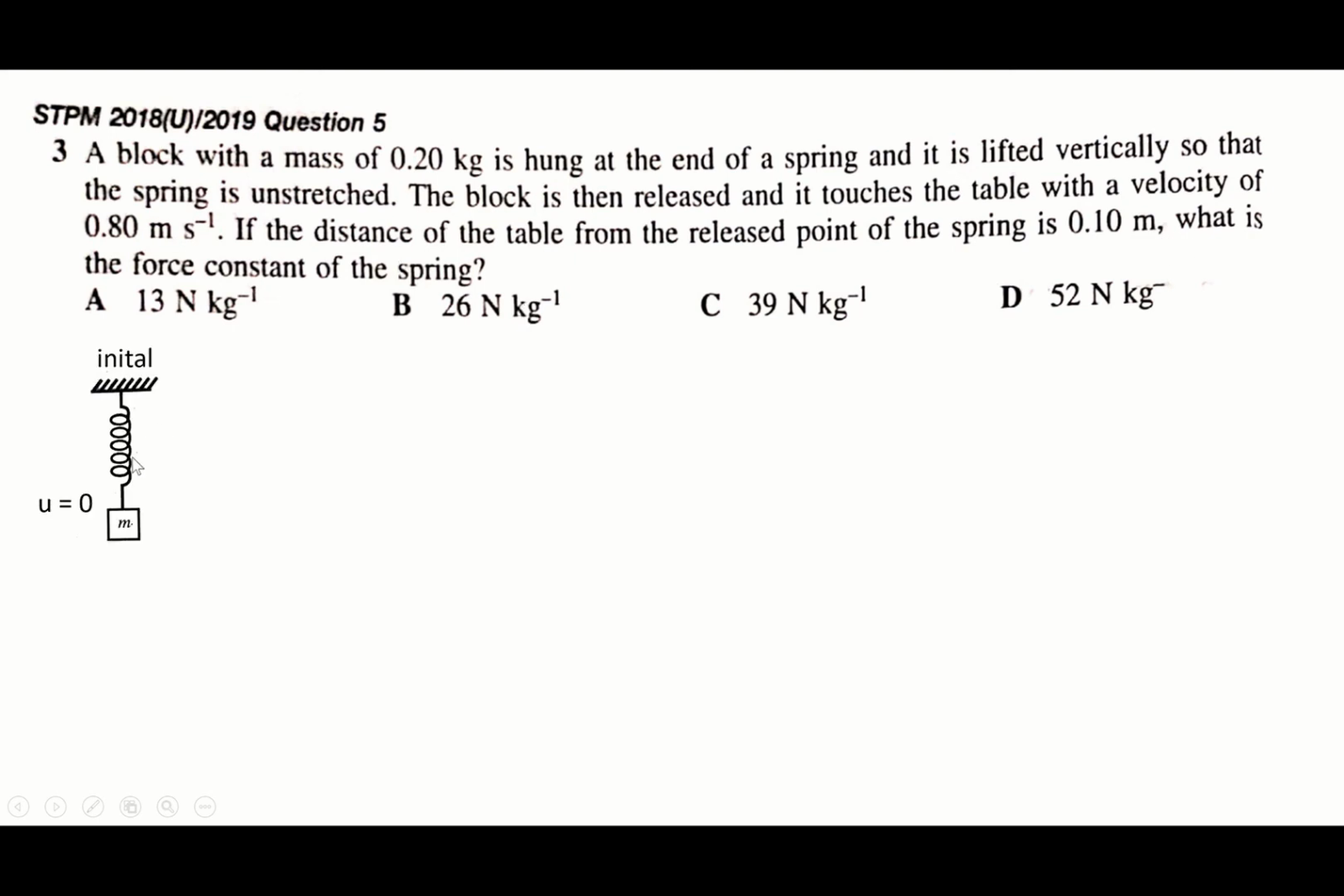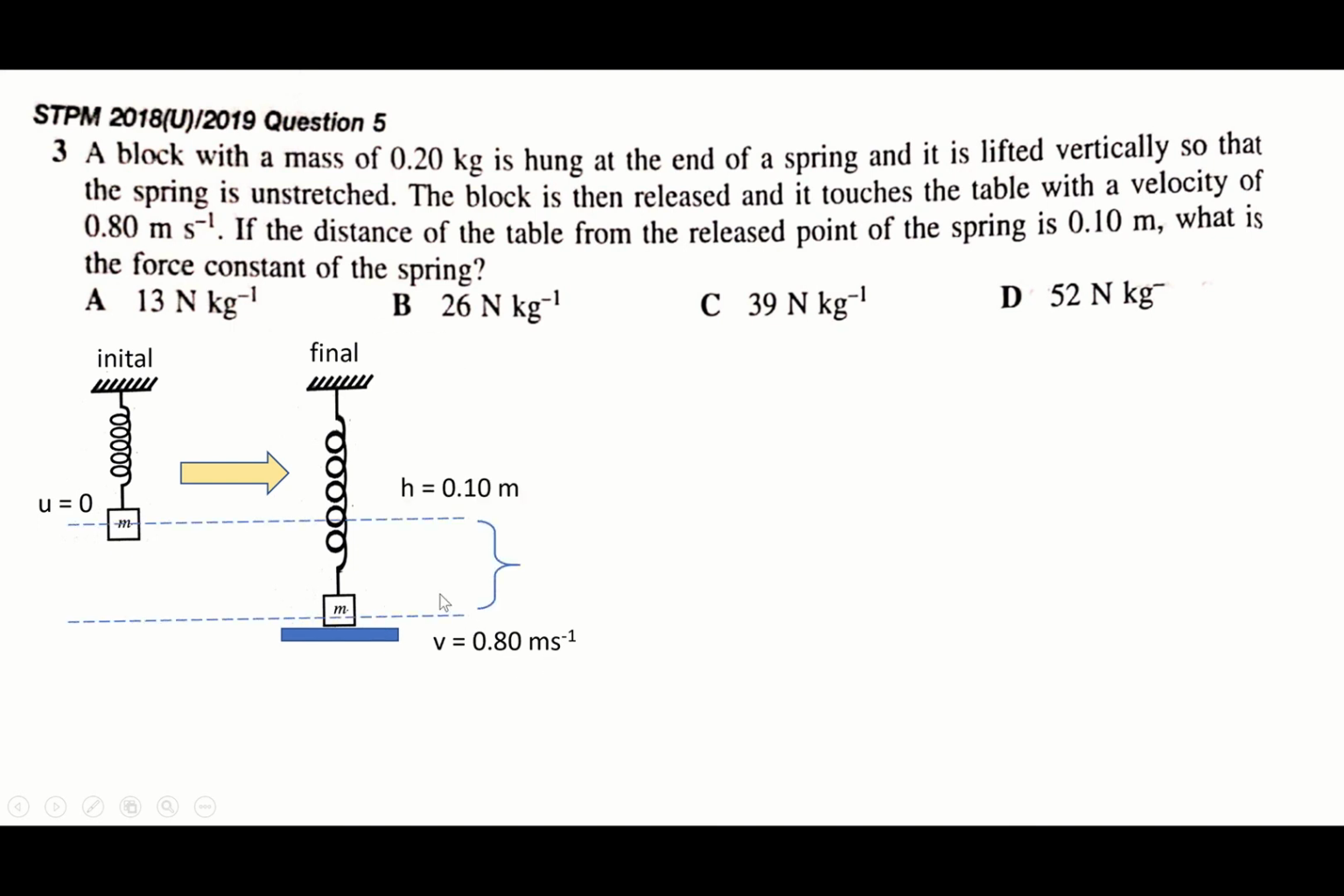So initially the spring is hung vertically with the initial velocity 0, and the spring is unstretched. At the final position, when the block is released, it touches the table with the velocity v equals 0.80 meter per second. So the extension of the spring, or the h, is given as 0.10 meter. So we are going to determine the force constant of the spring.